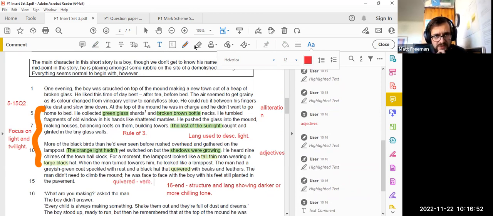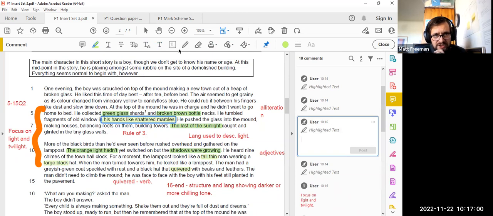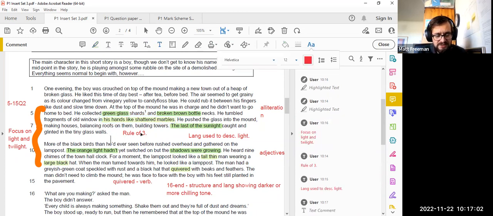And I'm noticing here as well, something else that I've just spotted on second reading. I've got an interesting simile here. Fragments of old window in his hands like shattered marbles. Now, that is a really interesting simile. And it's actually so interesting, I'm going to go back to my question paper because I've got a thought in my head that I want to jot down.